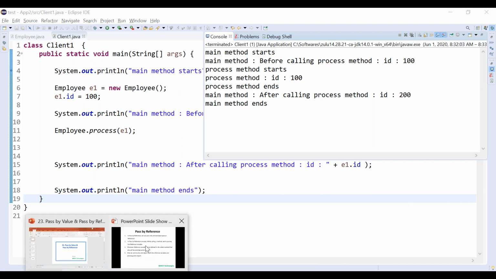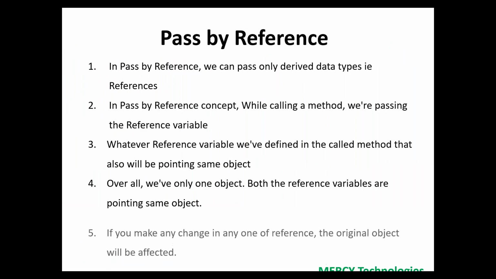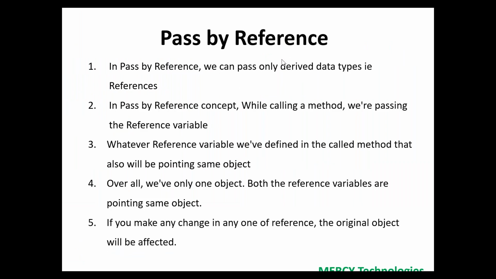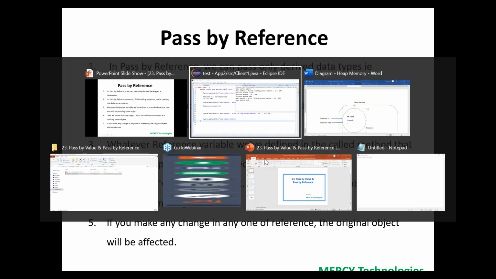So let's go through the PowerPoint again. In pass by reference, we can only pass the derived data type, correct? Whenever we call a method and pass a reference variable, that is called pass by reference. Whatever reference variable we have defined in the called method, inside the process method, either e1 or obj1, does not matter.